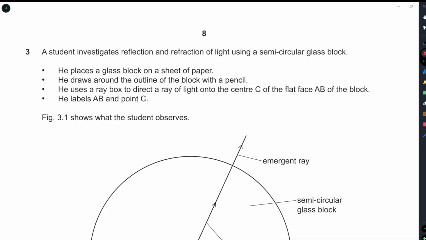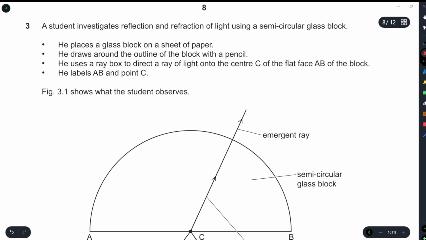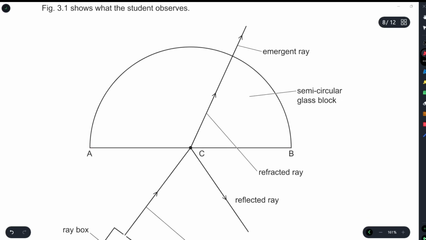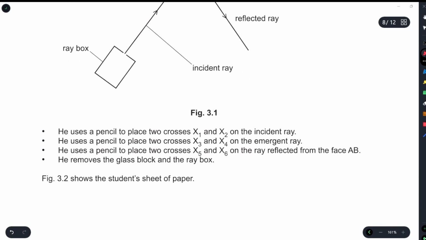Student investigates reflection and refraction of light using a semicircular glass block. He places the glass block on a sheet of paper. He draws around the outline of the block with a pencil. He uses a ray box to direct a ray of light onto the center C of the flat face AB of the block. He labels AB and point C. Okay, that's cool. Shows what student observes, ray box, blah blah blah.